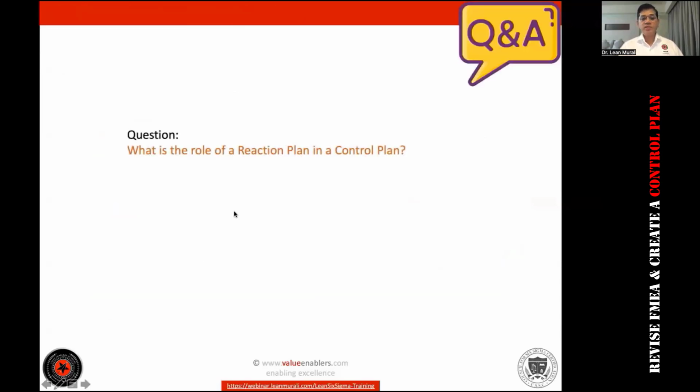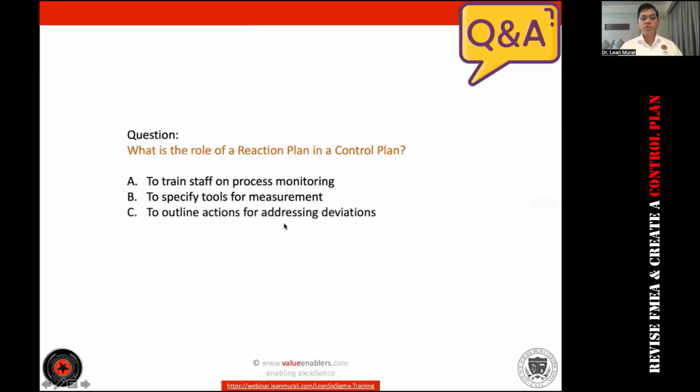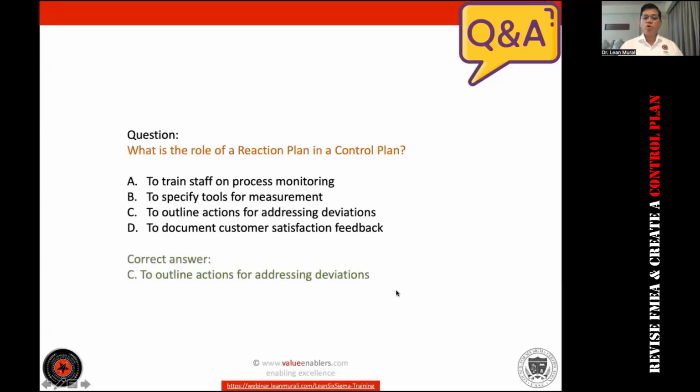The question is, what is the role of reaction plan in a control plan? To train the staff on process monitoring, to specify tools for measurements, to outline actions for addressing deviations, to document customer satisfaction feedback. Let's see. All right, C is the right answer, to outline actions for addressing deviations.